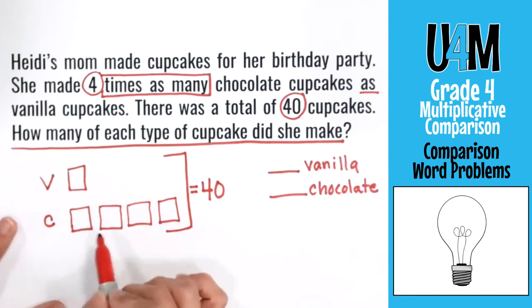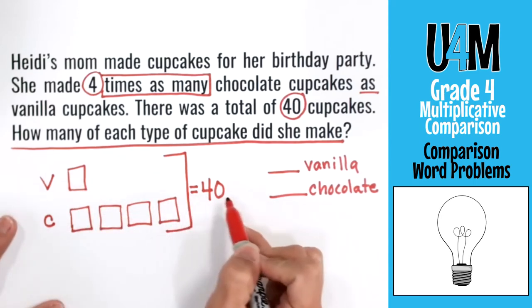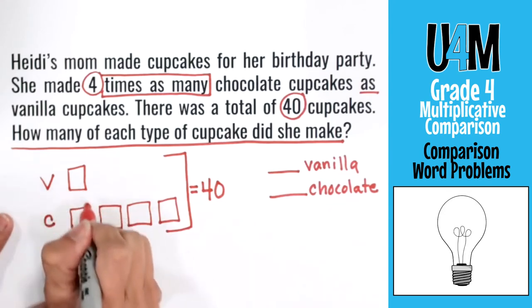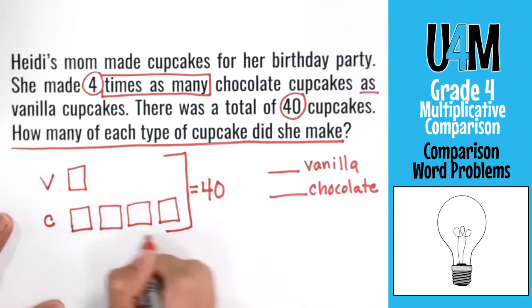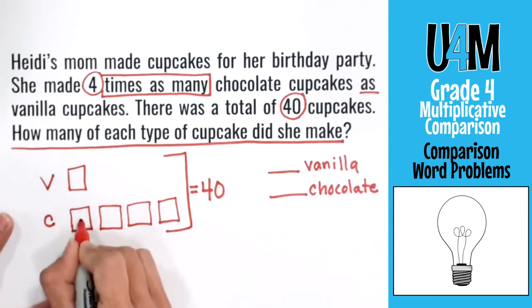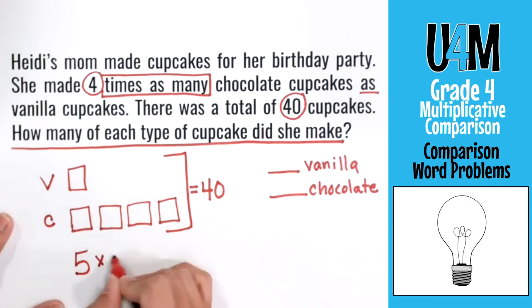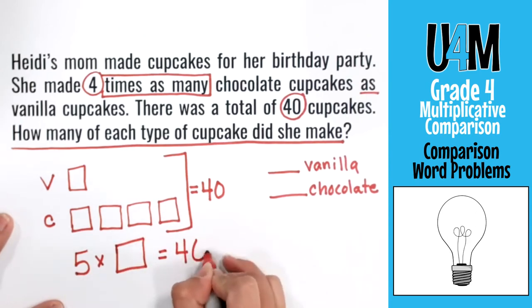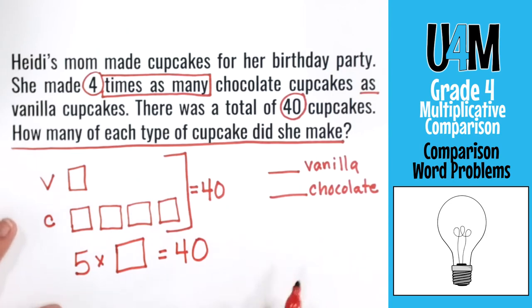So now I have 5 boxes that equal 40, and I can create my comparison. Because if I have each of these boxes, that means 5 times box equals 40. 5, which is the number of boxes, times whatever's in the box, equals 40. Now I can use my multiplication skills to figure out what that box is.